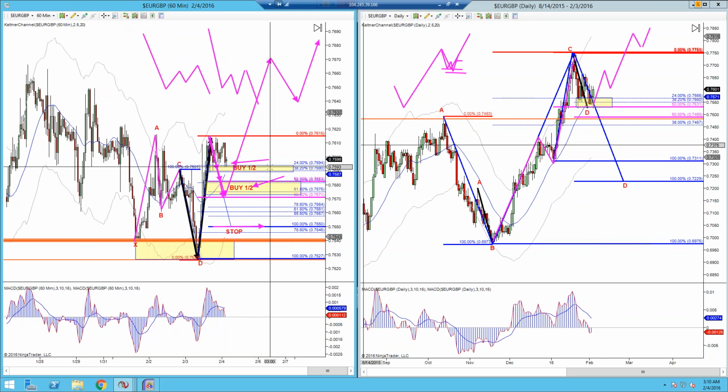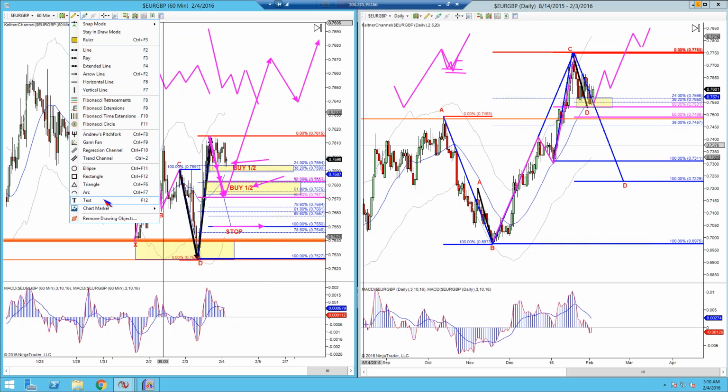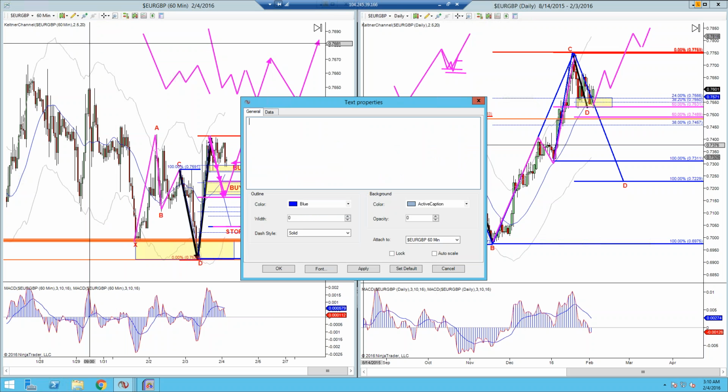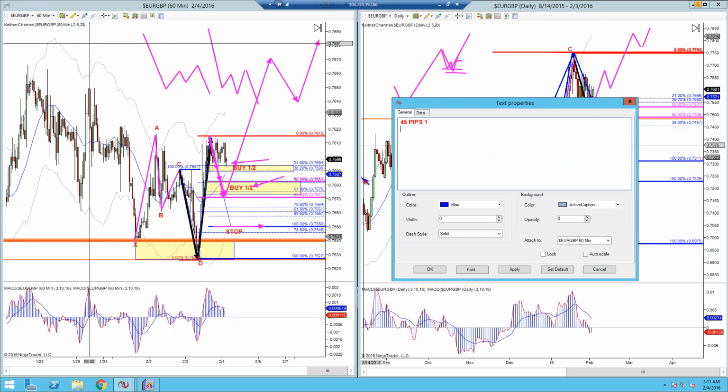is if you have 90 to 45, you got 45 pips. I'm sorry, 45 pips. 40 pips on entry 1, and then on entry 2, you have 30 pips.